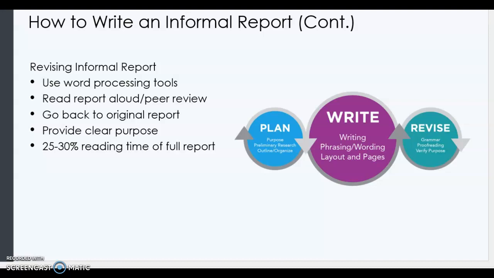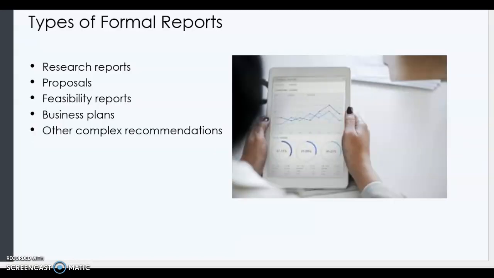Go back to the original report and make sure the changes you made are correct. Provide clear purpose, and 20 to 35% of the time of the full report is here. So now we're going to talk about formal reports. Types of formal reports are research reports, proposals, feasibility reports, business plans, and other complex recommendations.